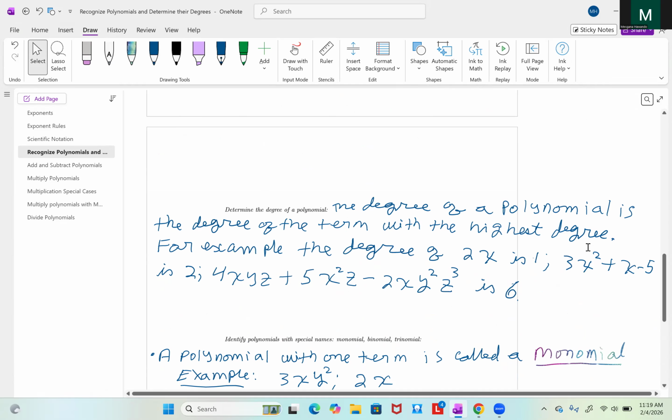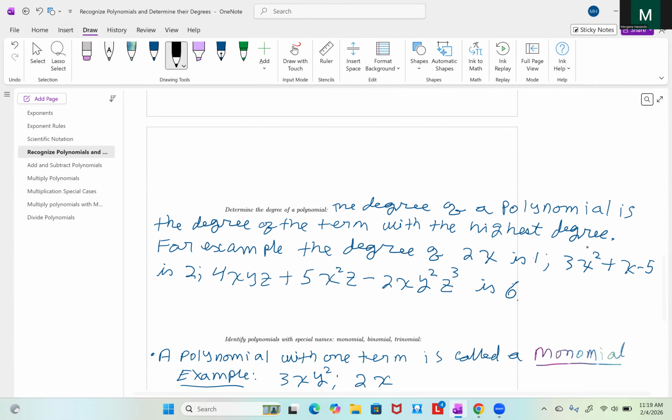Determine the degree of a polynomial. The degree of a polynomial is the degree of the term with the highest degree. For example, the degree of 2x is 1. So this is a polynomial that has one term, and the degree here is 1. For 3x squared plus x minus 5, the degree here is 2.